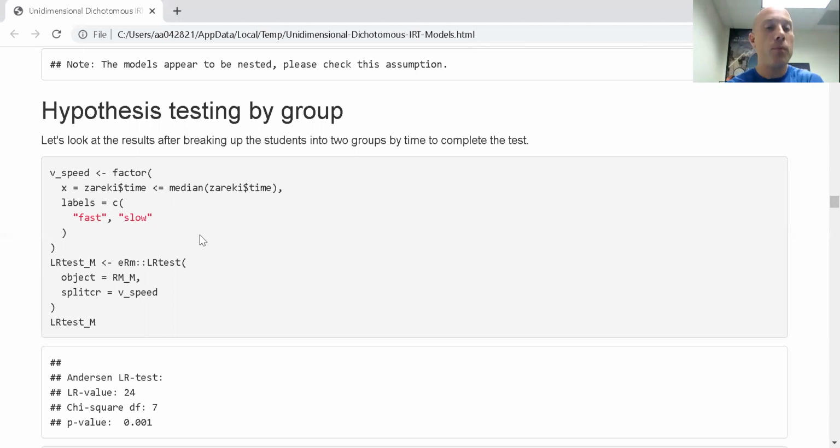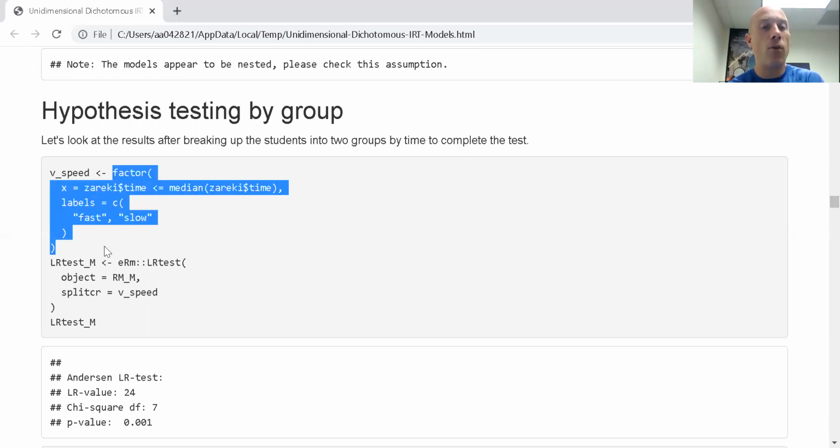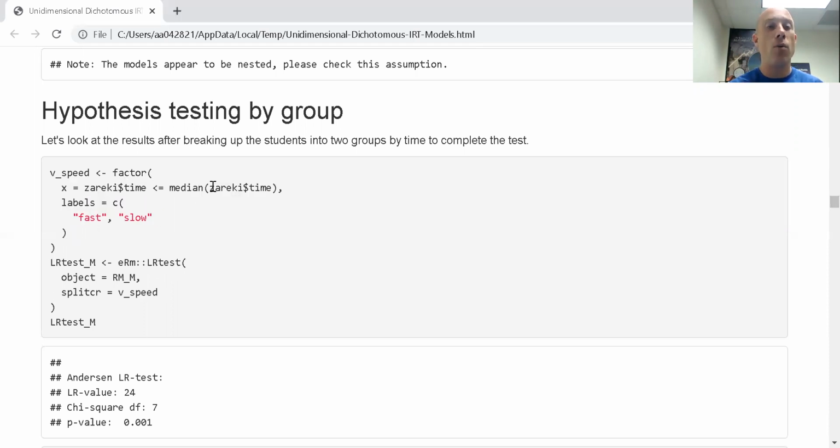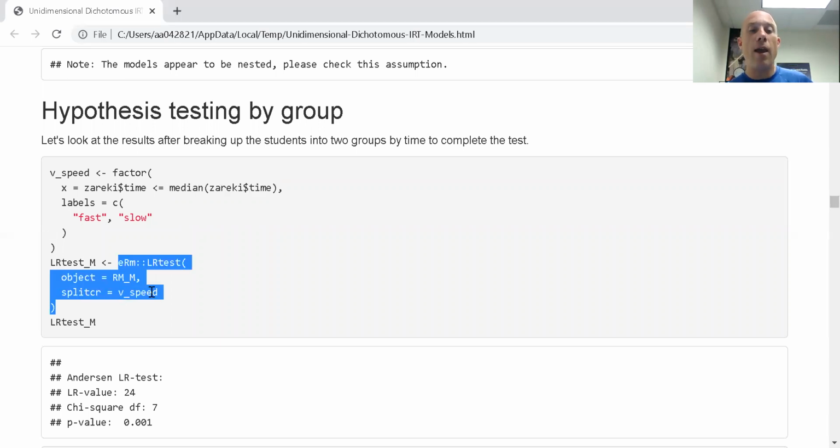Okay, so what we're going to do is create a new vector of whether the student did better than average on speed. Were they faster than average or slower than average? We're just going to say, are they greater than or less than or equal to the median time of all the students? Then we're going to do a likelihood ratio test, and I'm going to split the two groups up. So I've got the fast students and the slow students. And now I'm going to take a look at the theta parameters for the two groups. This is similar to a two-group t-test.